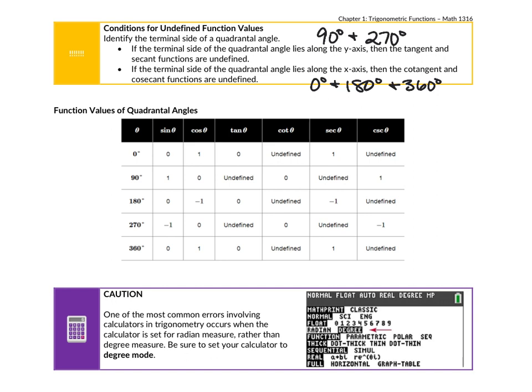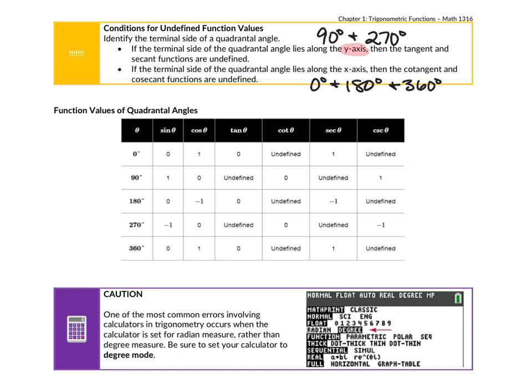I don't have this particularly memorized when I do this. I just think about what's in the denominator. If r is in the denominator, it's never going to be undefined. So sine and cosine will never be undefined. But if x and y are in the denominator, then it depends on which one of those values is 0. That makes it undefined.